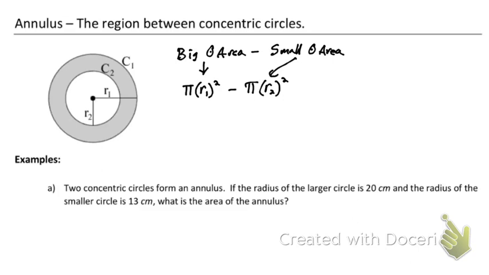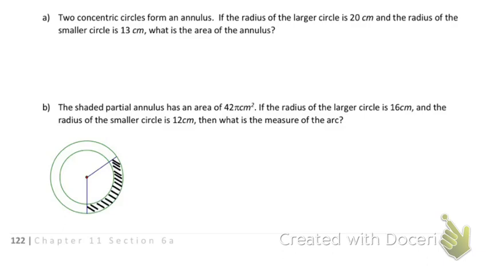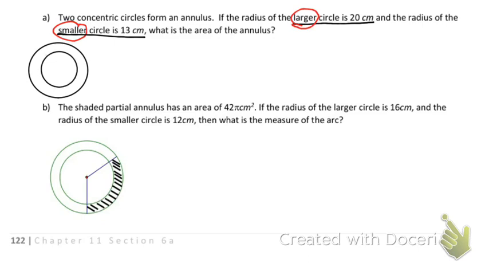All right, so our first example says two concentric circles form an annulus. If the radius of the larger circle, I'm going to circle that and highlight that, and the radius of the smaller circle is that, what is the area of the annulus? So the annulus is that area between those two circles. I'm going to go ahead and draw this. On a test, if I don't ask you to draw something, you don't have to, but in this case I'm going to, because why not?